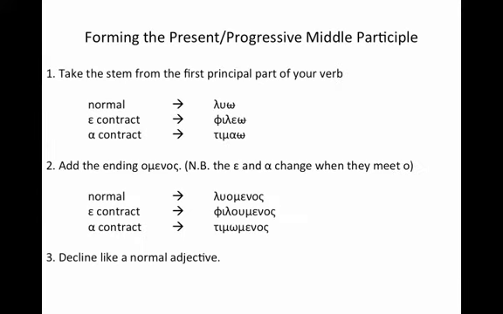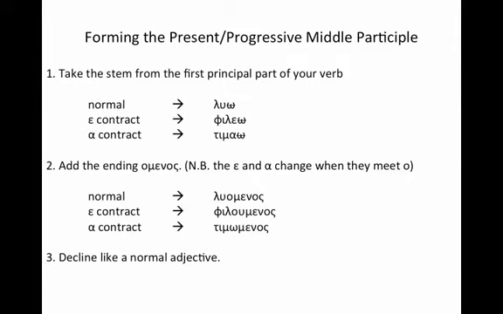And it's really easy to form. You take your first principal part and you get your stem. Now we're going to have normal verbs, epsilon contract verbs, and alpha contract verbs, so pay attention to the difference between these. But then you simply add omenos to this stem. Now with luo, our normal verb, it's easy. It's luomenos. But for our epsilon and alpha contract verbs, those letters hit the omicron and change. So it's philomenos and timomenos. So you've got omicron, upsilon for epsilon contract verbs, and an omega for alpha contract verbs.